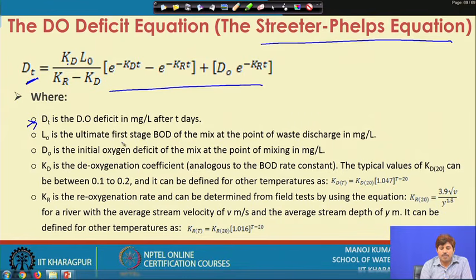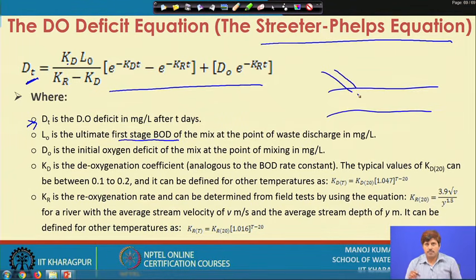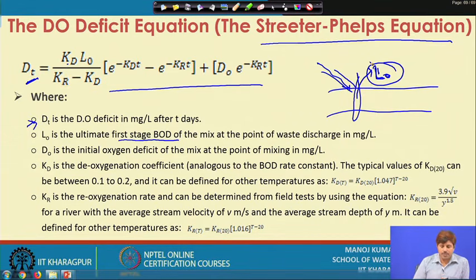L0 is the ultimate first stage BOD of the mix after the point waste is mixed. So, if this is my river, and I have a waste stream coming in over here, then after this point my ultimate BOD is L0. The ultimate BOD is an estimate of the organic matter, that is, the total amount of organic matter present at this point.